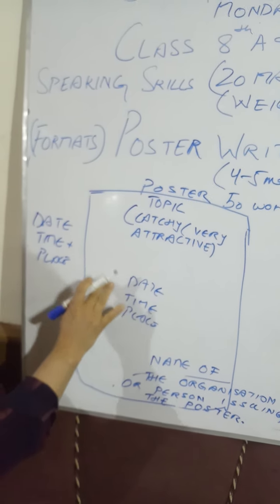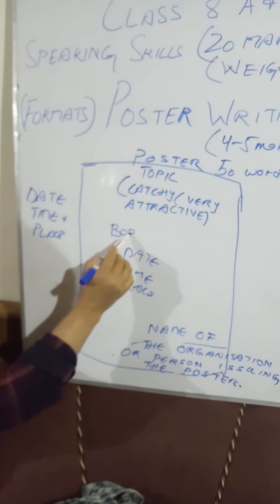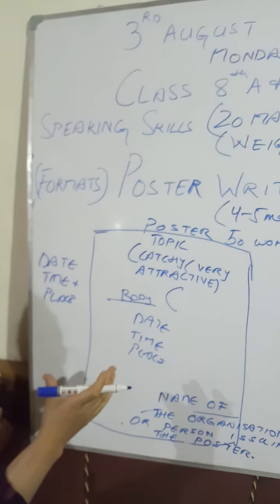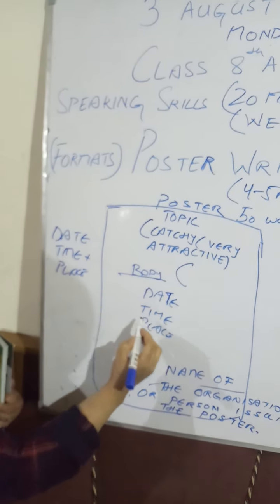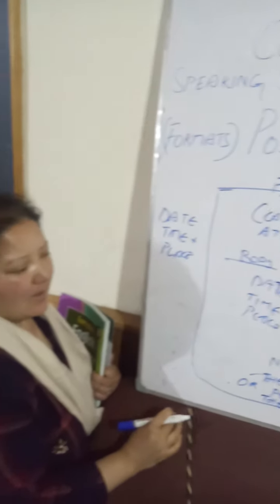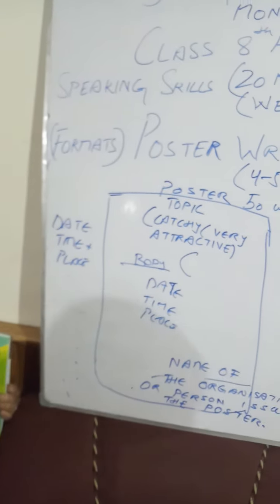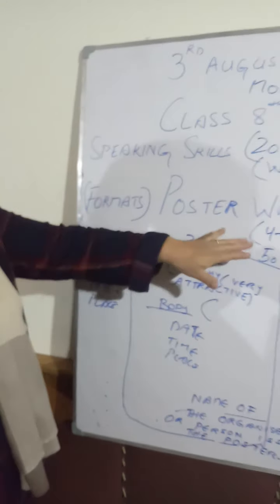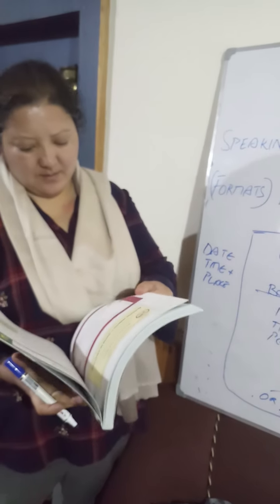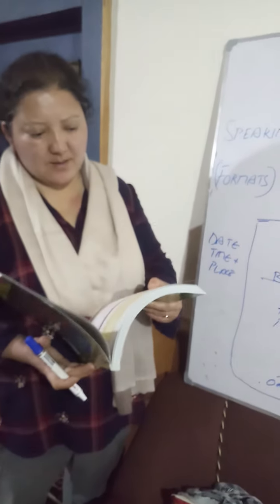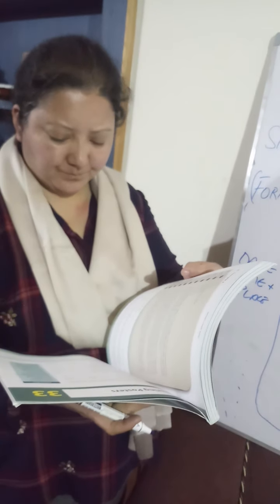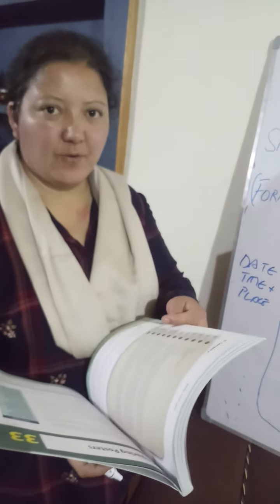So you have to remember the topic has to be very catchy. Then when you are starting the body, again remember the same thing. You are inviting people for something, so you have to mention the date, the time, and the place, and then at the end mention the name of the organization issuing the poster. The word limit is 50 words and it carries 4 to 5 marks. You have been given a couple of examples, two samples, on page number 236. So take a look at those samples and follow the instructions for this format.